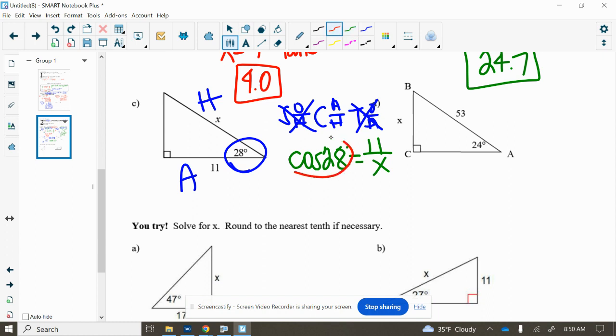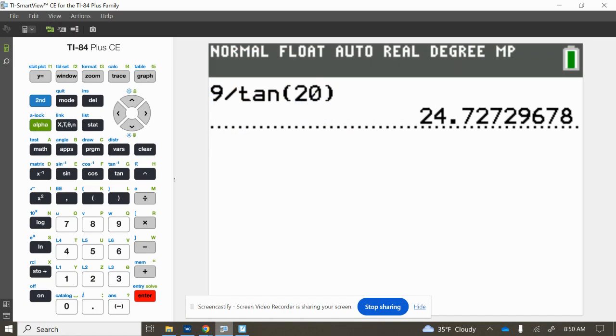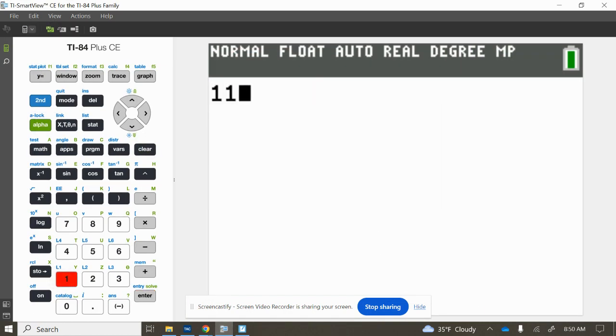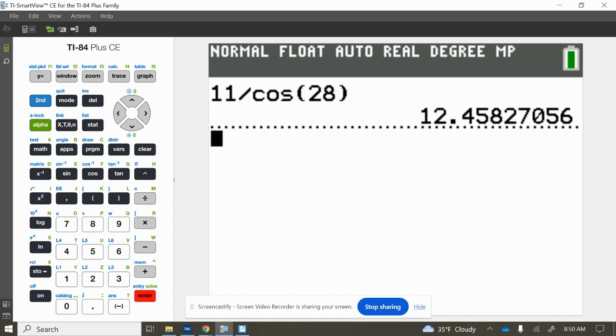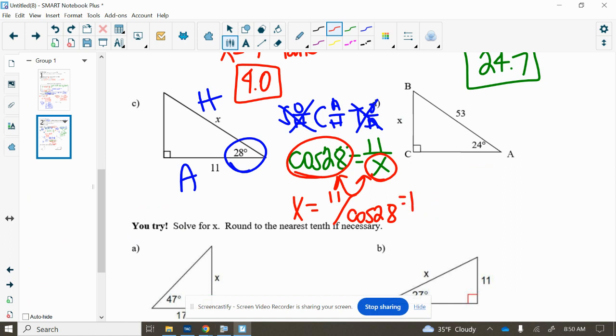This is another example of switch and divide because my variable is in my denominator. So x equals 11 divided by the cosine of 28. So 11 divided by cos 28 is about 12.5. So that would be our missing side hypotenuse length this time.